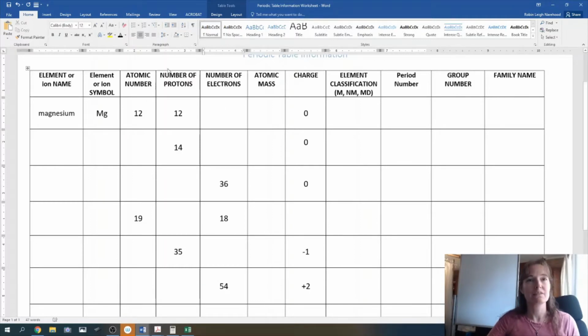So the next column is the number of electrons. Electrons and protons, these numbers together give us the charge. Anything with a neutral charge has just as many negative electrons as it does positive protons, so those are the same. Electrons, though, are in the outer orbitals that surround the nucleus. The nucleus has 12 protons, and because it's neutral, it also has 12 electrons.